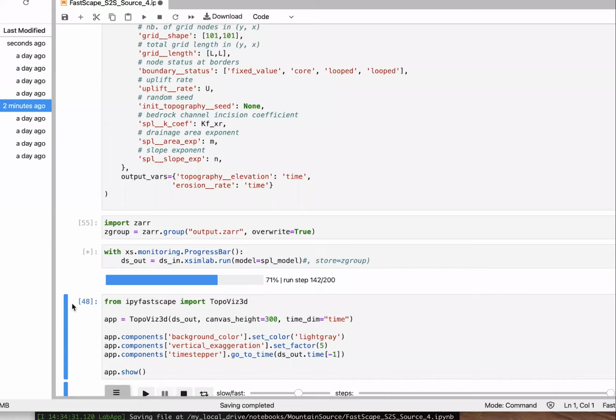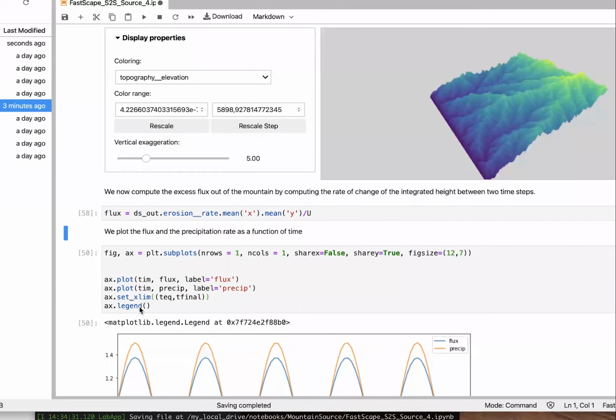We can look at it and see what happens now. Let's just look directly at the flux. So I calculate the flux, and now I plot the result. Okay. So can you describe to me what you see?